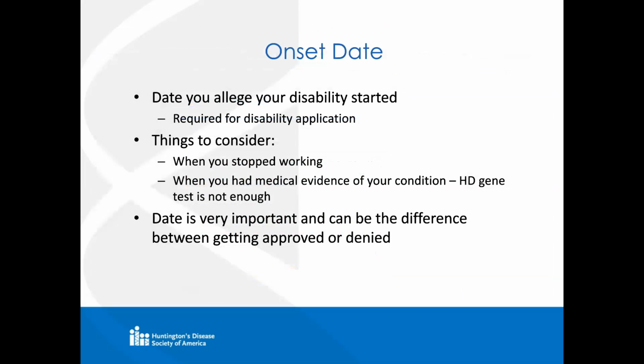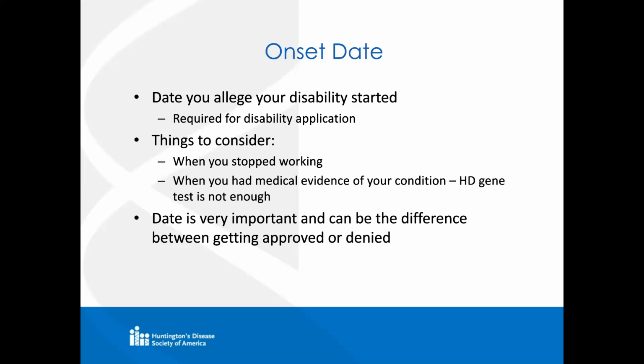Because I was taking screenshots of this as I was helping somebody complete an application a few years ago, there was one screen that I missed, so I apologize for that. That's the question they ask: when did your disability start? Social Security's official name for this is your onset date, the date you allege your disability started. This is required for the application, and it's one of the first things you have to put into the application.